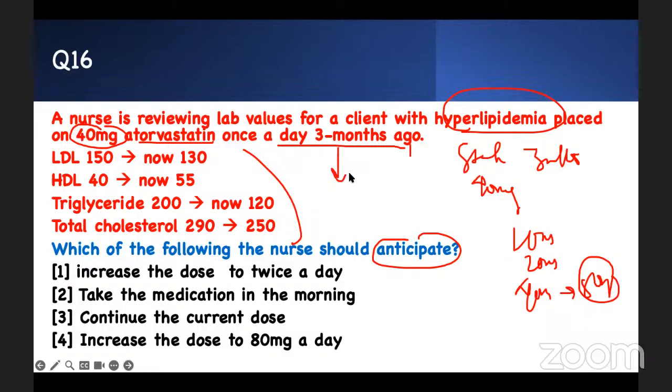3 months is not enough. Sometimes we gauge you for 6 months. It's not enough. But look at the problem. There is a good direction from 150 to 130. We have gone down 20 points in 3 months. That's a lot of work.